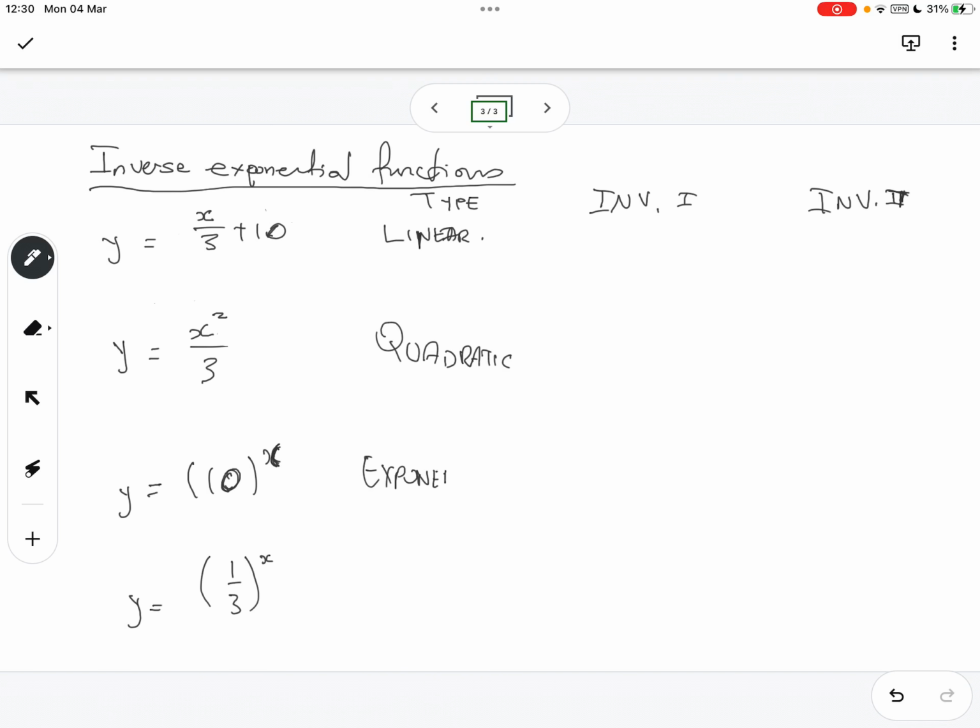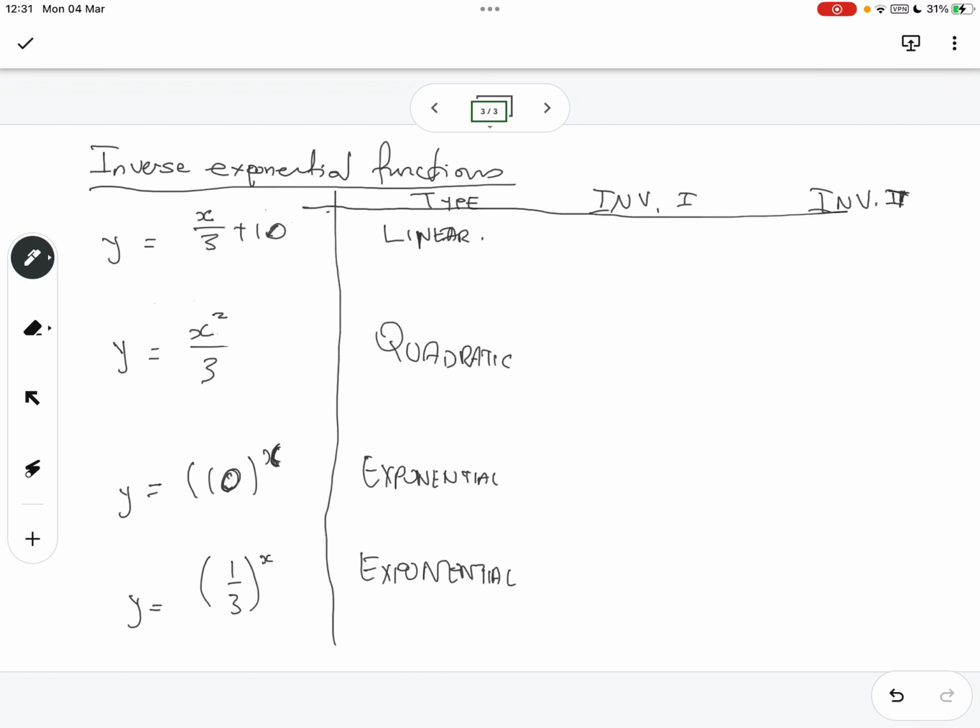Then what's y equals 10 to the power x? Can I use exponential? Yes, you can. And what about 1 over 3 to the power x? I also think it's an exponential because it's raised to an unknown power. Yes, exponential. Alright.